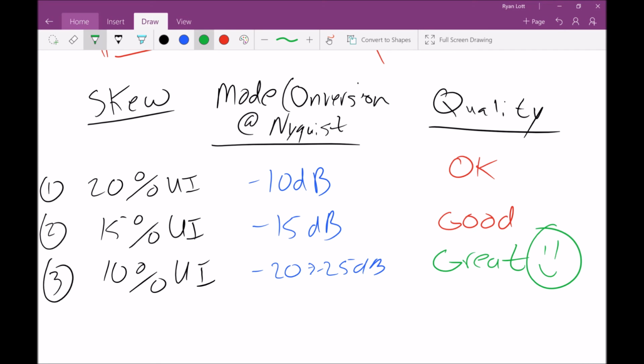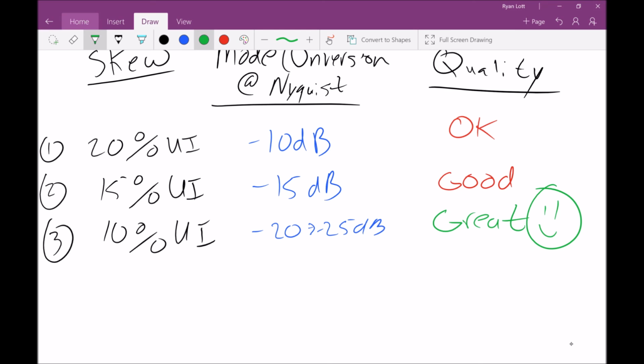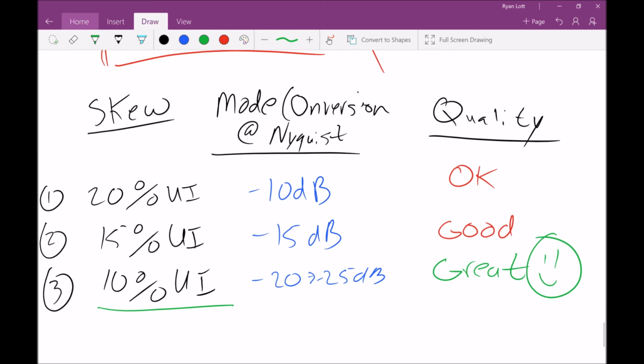So I would always shoot for skew values in your differential channels to be no more than 10% of your UI. And so that's about it.